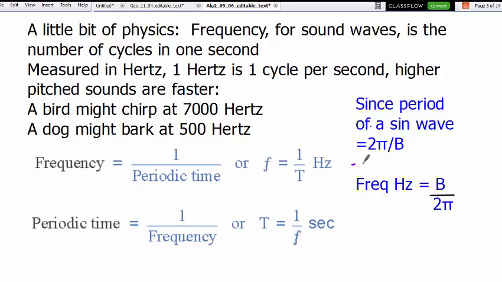So the equation that we're going to use is going to be over here. The frequency in hertz equals, instead of 2 pi over B, flip it, B over 2 pi. And we can solve this equation for B, solve this equation for the period, solve this equation for frequency. Don't forget, cross multiply and divide.